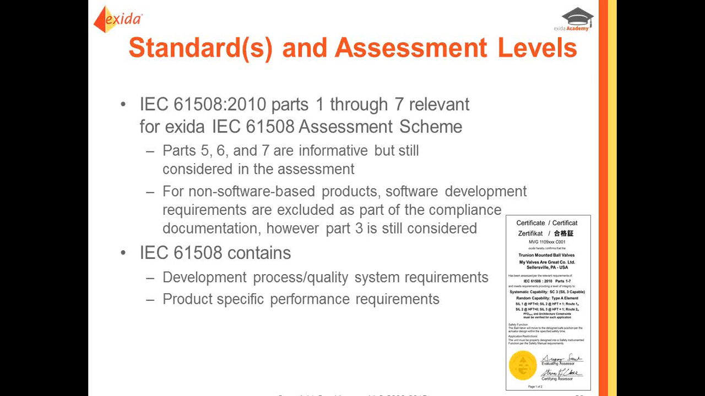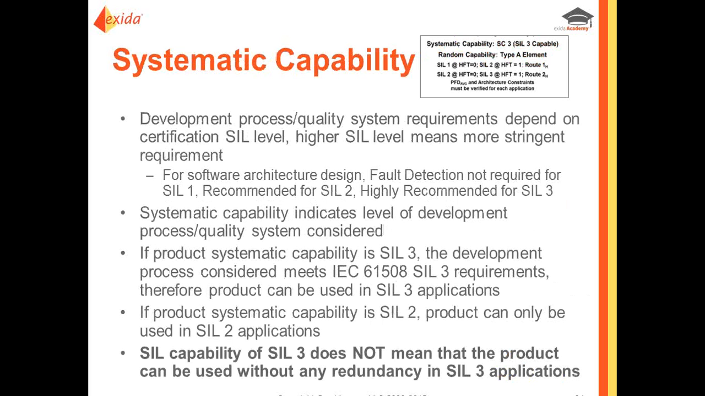And for those of you who are familiar with part 3, even for non-software based products, software development requirements are obviously excluded, but part 3 is still considered. IEC 61508 contains development and process quality system requirements and product-specific performance requirements. So we're going to look at both of those portions in our assessment of the product and process. That breaks down into systematic capability and random capability.